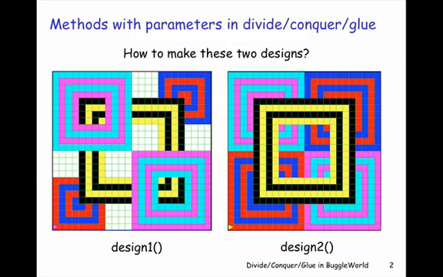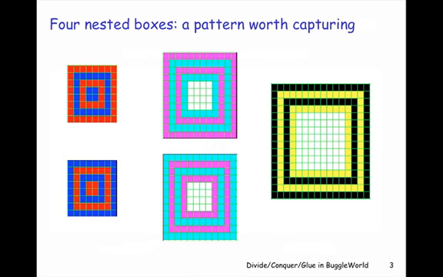Okay, suppose I asked you to make the following two designs, Design 1 and Design 2, in BuggleWorld. Well, immediately you would notice that there are some similar components here. So much of computer science is trying to find what the patterns are. And in BuggleWorld, we're often searching for visual patterns. So here are some examples of the visual patterns that we see in these designs.